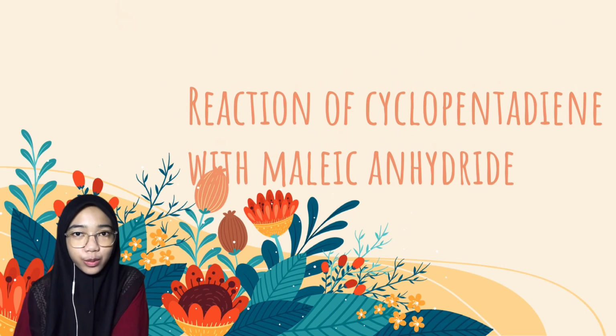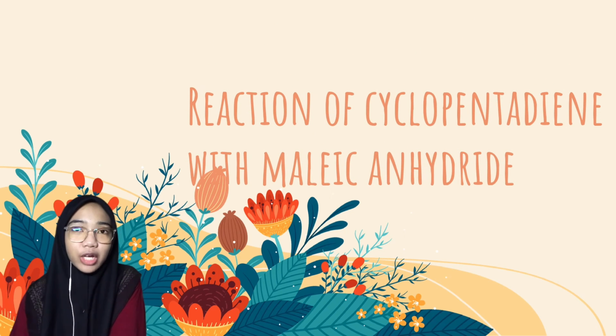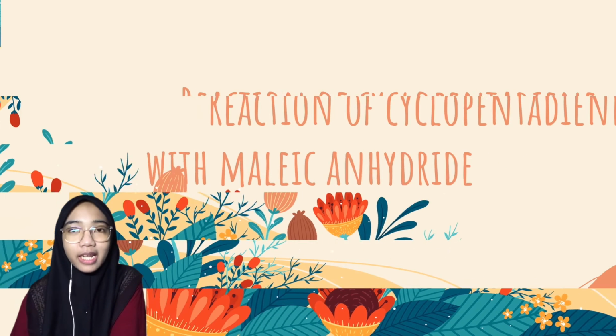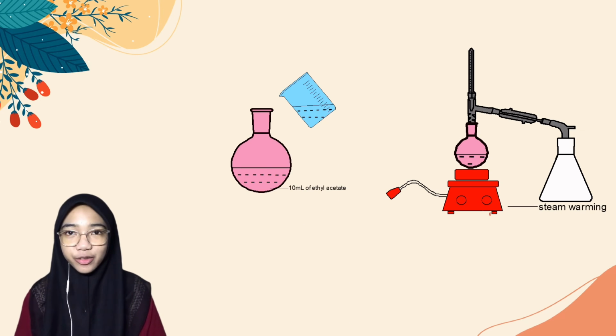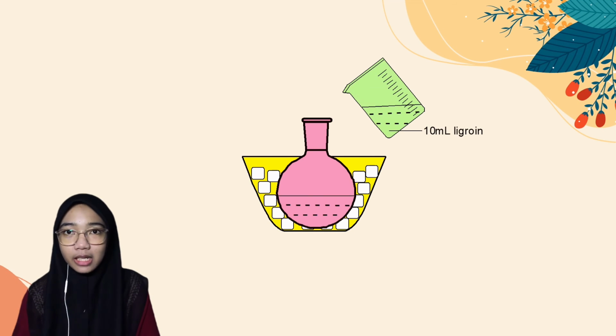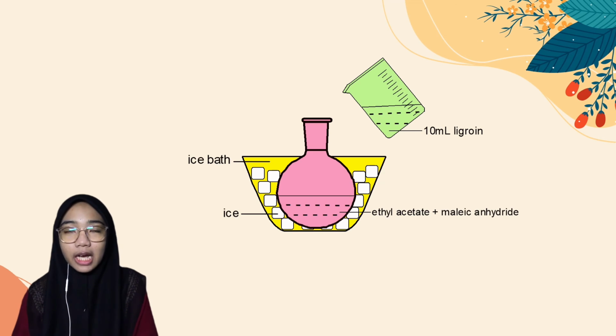We proceed to the second part, which is the reaction between cyclopentadiene and MALEIC anhydride. Firstly, we dissolve 3 gram fine powder of MALEIC anhydride into 10 ml of ethyl acetate by steam warming. Second, we add 10 ml ligroin and cool the mixture in the ice bath.